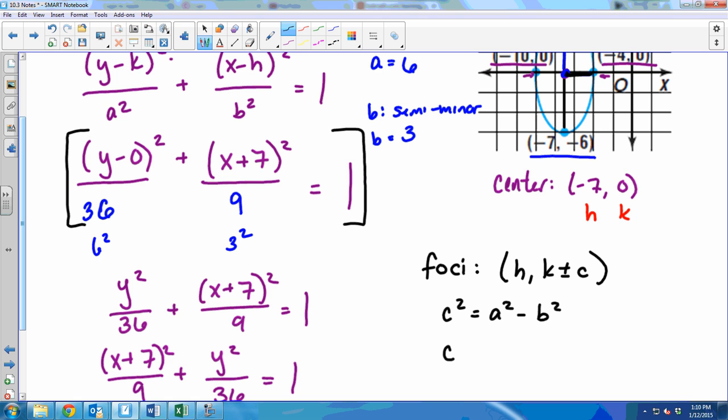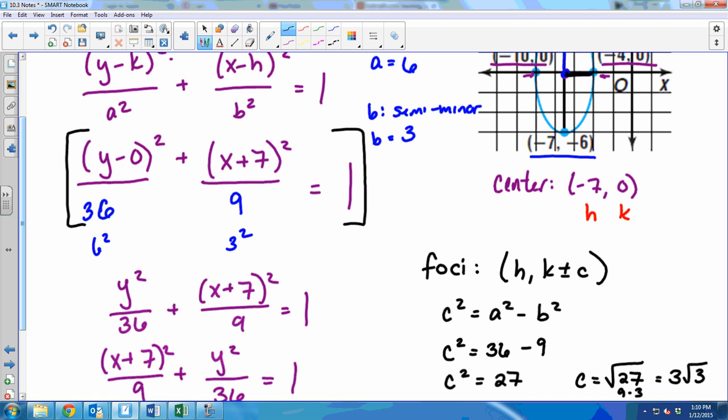So c squared equals 36 minus 9. So c squared equals 27. So c equals the square root of 27, and you can leave it that way if you must. But you could rationalize that because 27 is 9 times 3. So that's also 3 times the square root of 3. Right? That's just arithmetic. You guys can figure out c, right?